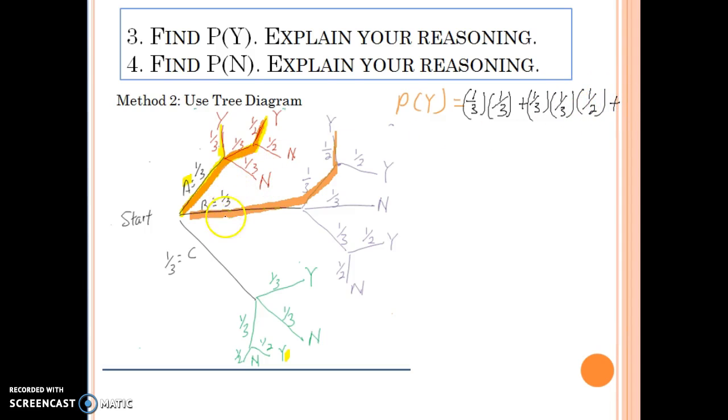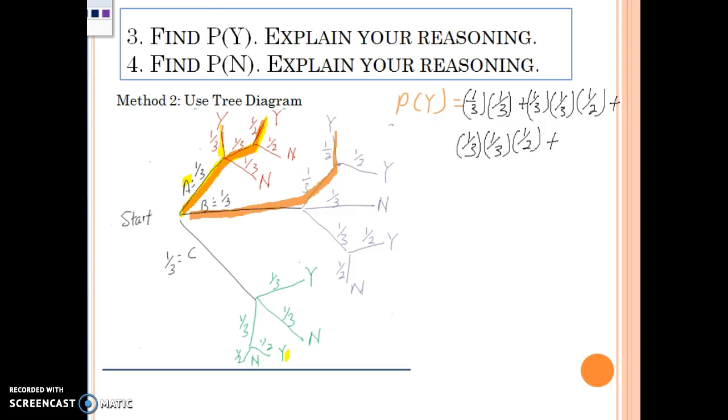Add the third possible way, which is 1/3, it's right here, 1/3 times 1/3, and then times half. This is how you calculate the compound possibility using a tree diagram.